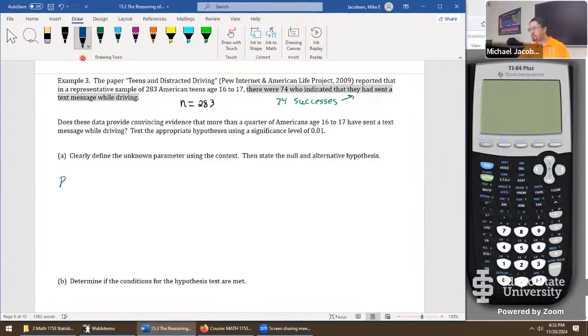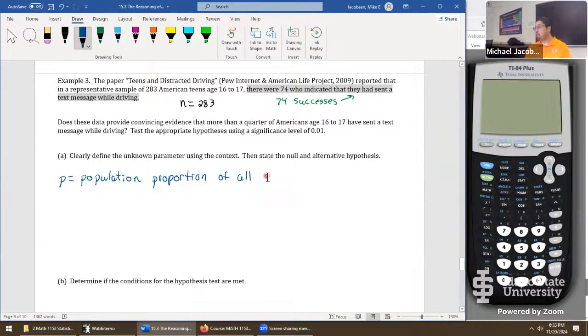Let's start by saying p equals. You could say true proportion, but let's change it up for the folks who'd rather go this way. This is really just a style choice, up to you. I'll say population proportion of all. At this stage, we put down what the population is.